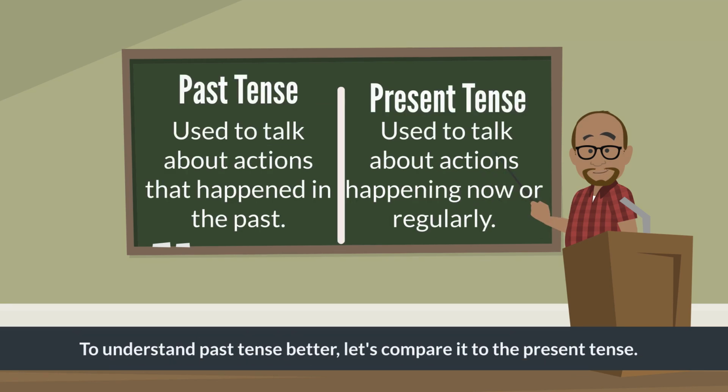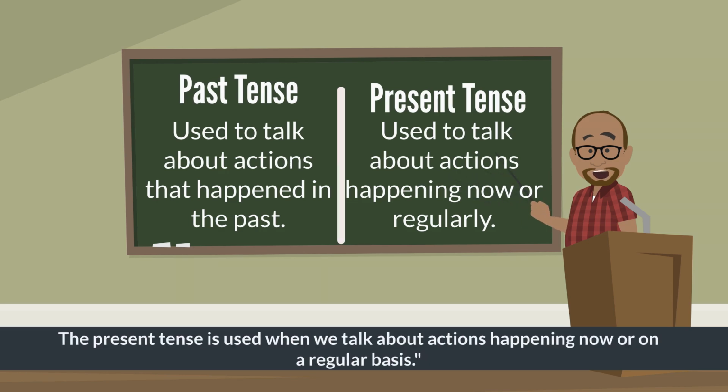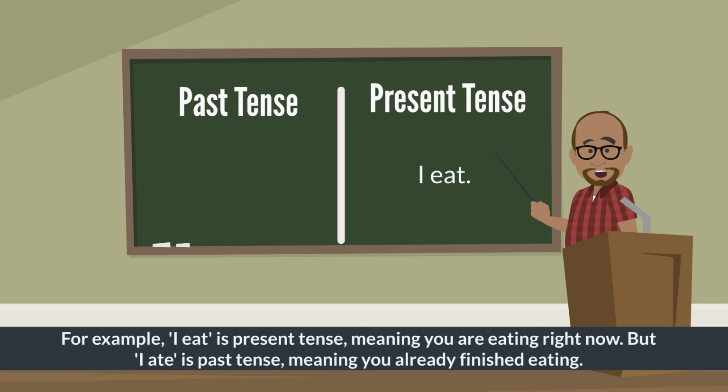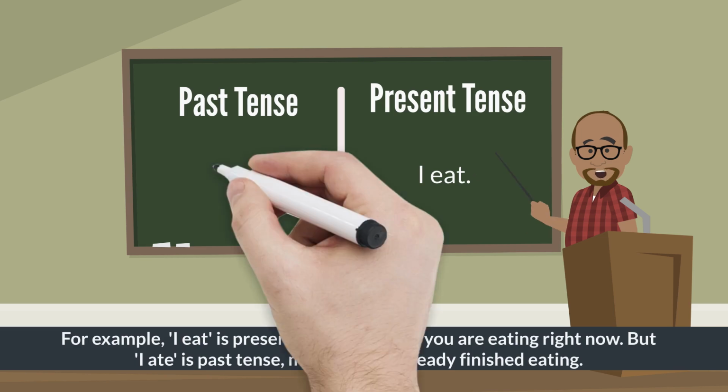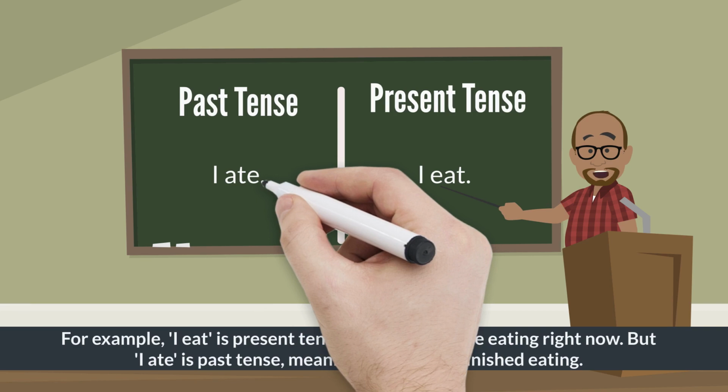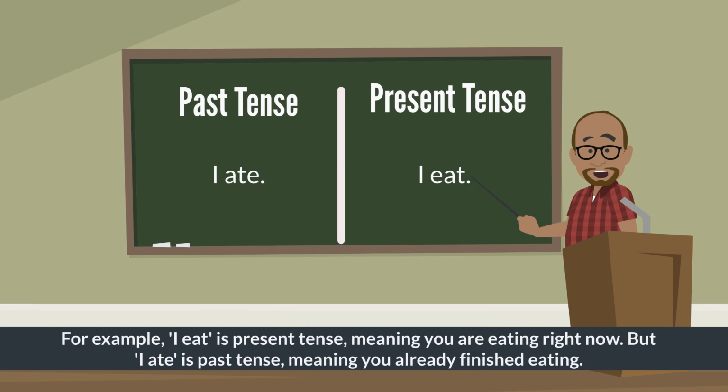To understand past tense better, let's compare it to the present tense. The present tense is used when we talk about actions happening now or on a regular basis. For example, I eat is present tense, meaning you are eating right now. But I ate is past tense, meaning you already finished eating.